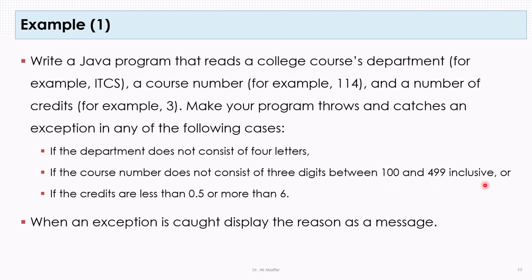499 inclusive. When we say inclusive, it means 100 and 499 are part of the condition. Or if the credits are less than 0.5 or more than 6. After we throw an exception in any of these cases, we need to catch the exception and display the reason as a message. So let's go to JGrasp and implement this example.